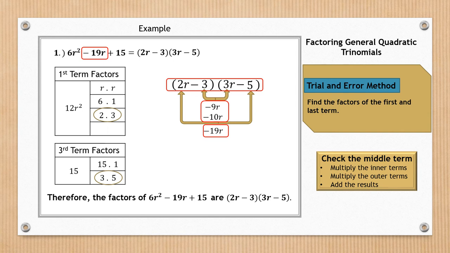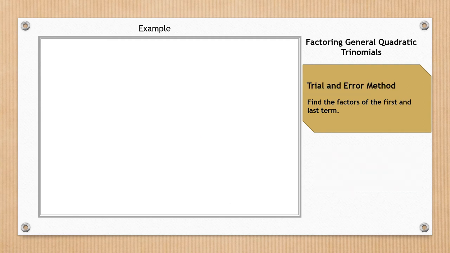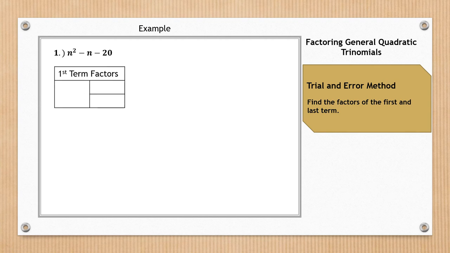Okay? So, let's have one more example. Okay, class, let's have another example. Please take note of the cases, class, ha? Especially the signs of the trinomials. So this time we have n squared minus n minus 20. So again, you do the same procedure, class. Trust me, if you will do this, you will get the right answer.